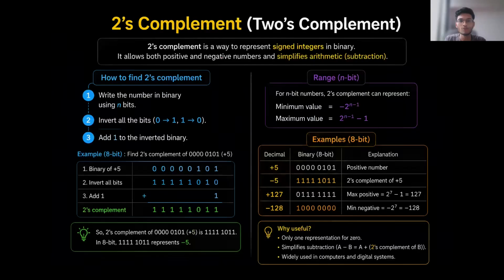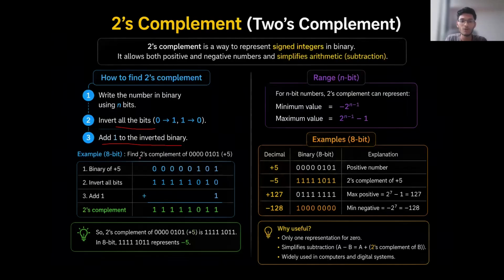Okay. So 2's complement is a way to represent signed integers in binary. It allows both positive and negative numbers and simplifies arithmetic subtractions. So how do we find the 2's complement? If you have any binary number, first we invert all the bits. If it is 0, it will convert to 1. If it is 1, it will convert to 0. And then we add 1 to the inverted binary.